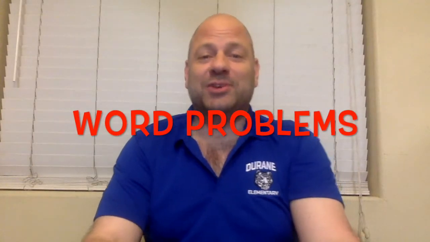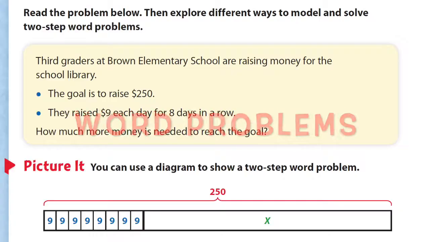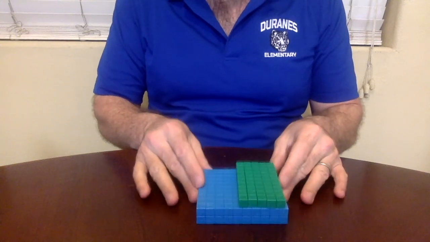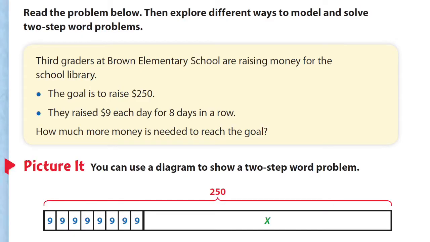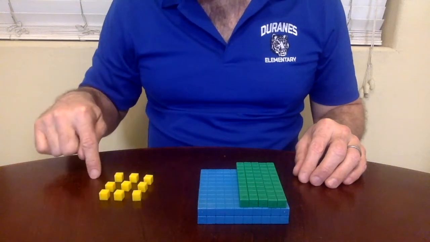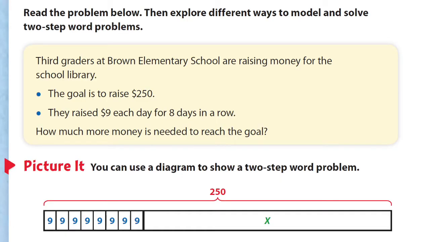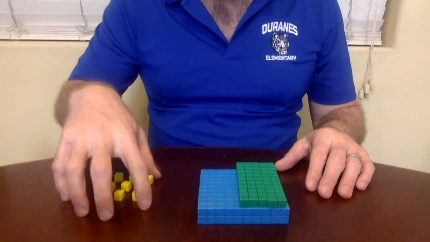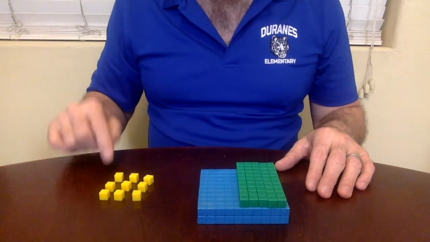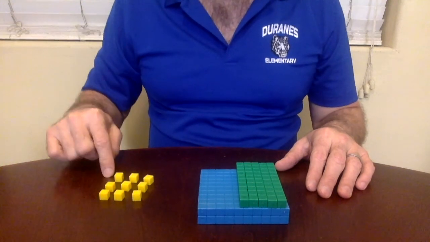Well, now seems like as good a time as any for a word problem. This one is from iReady. Third graders at Brown Elementary School are raising money for the school library. The goal is to raise $250. They raised $9 each day for 8 days in a row. Well, if they made this much every day, and there were 8 days like this, then we need to see this 8 times.